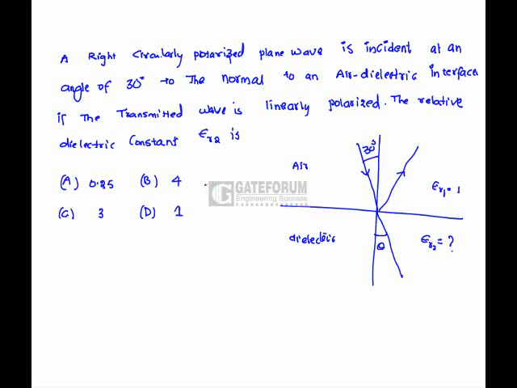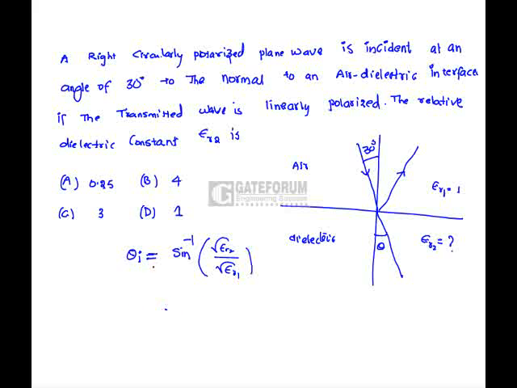A polarized plane wave is incident at an angle of 30 degrees to the normal to an air dielectric interface. If the transmitted wave is linearly polarized, the relative dielectric constant is? Here, for the transmitted wave to be linearly polarized, the angle of incidence must be equal to sine inverse of square root of epsilon r2 divided by epsilon r1.